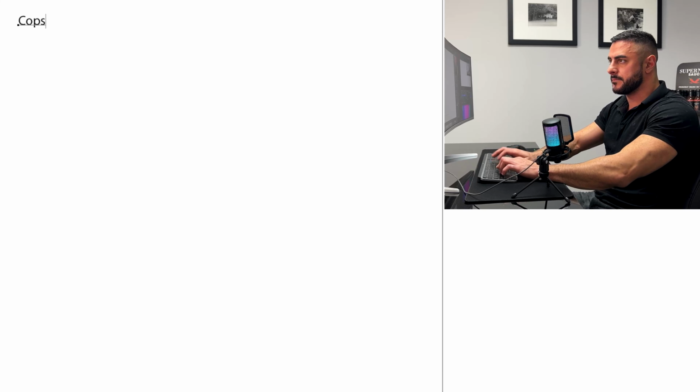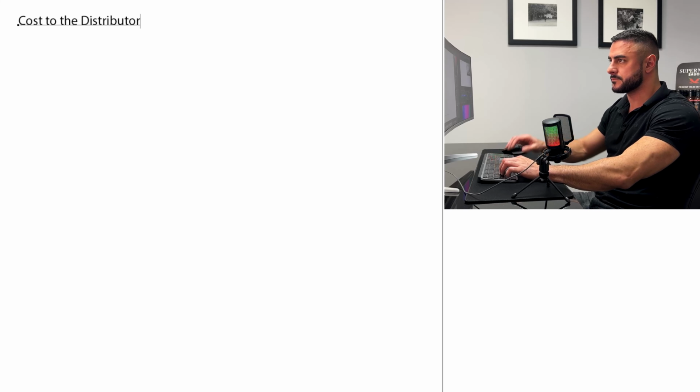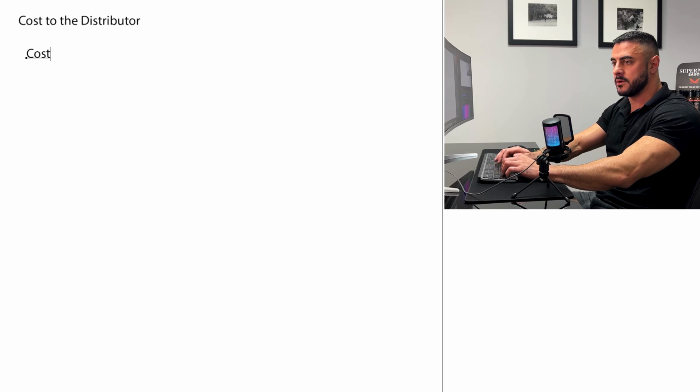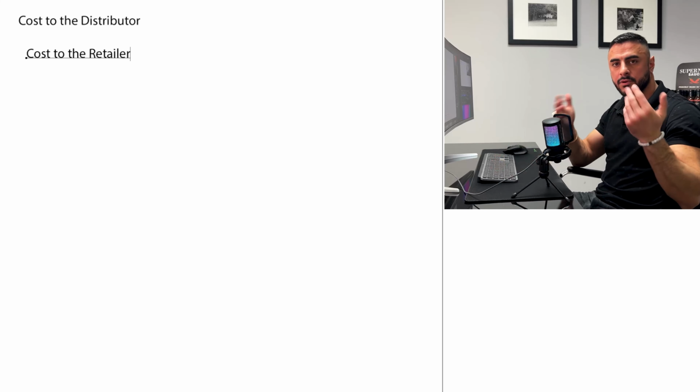Cost to the distributor. So this is going to be the price that the distributor pays to buy your product from you. So just like we did previously when we calculated our cost to the retailer, we're going to do the same for this. So our starting value is going to be our cost to the retailer. And we calculated this in the previous video.